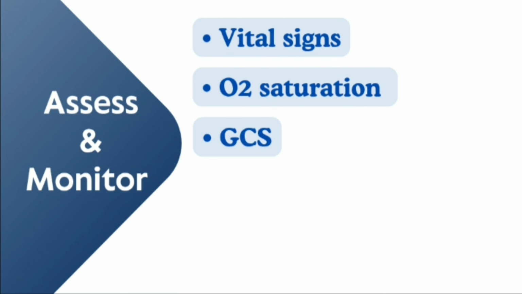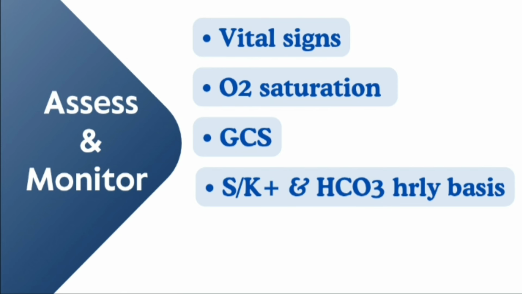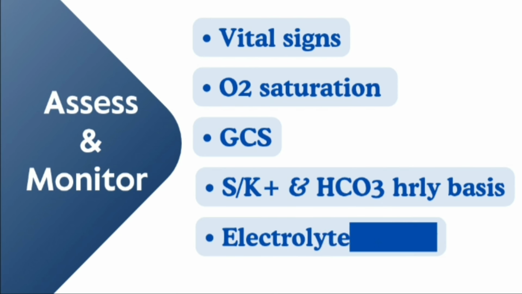Capillary blood glucose and ketones should be monitored every hour. Serum potassium and bicarb should be checked at 1 hour and then 2 hourly, and plasma electrolytes every 4 hours. Catheterize the patient if there is no urine output at 1 hour.